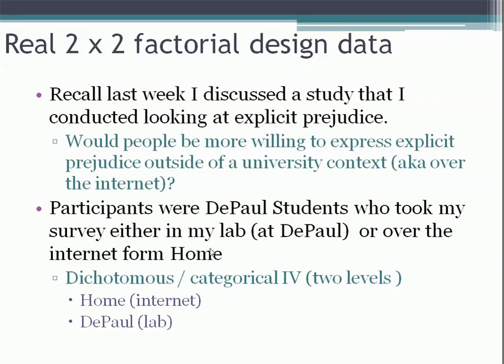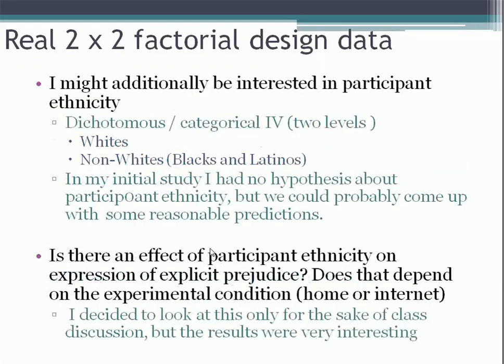So we're going to talk for the last time about that study that I did on explicit prejudice. Recall that we had that independent variable of people participating in a study either at home or over the internet. And so that's our dichotomous categorical independent variable with 2 levels. But I might also be interested in participant ethnicity, right? Maybe I think that this effect of explicit prejudice expression might be strongest for non-whites or whites when they're on campus or off campus, right? So I might have an interaction hypothesis.